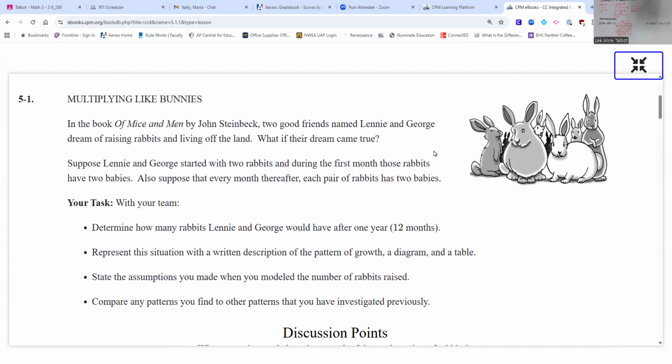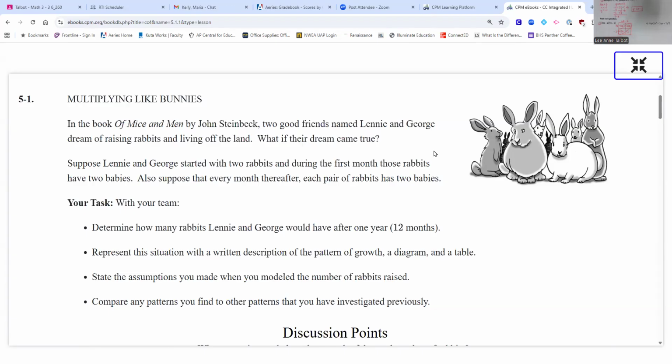Okay. All right. So quick question. Did you guys read Of Mice and Men yet? No? So a lot of times it's in freshman English. Just depends on the teacher, but it's a sad book. A lot of books are sad.